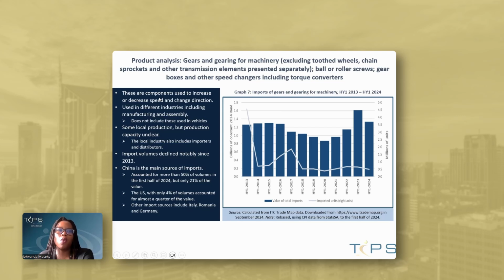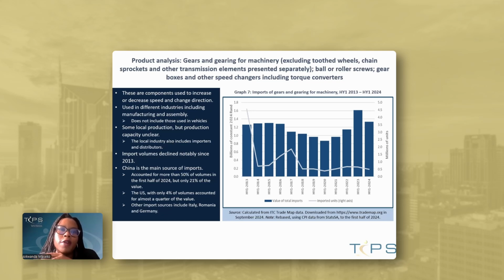This is then for components that are used in manufacturing and assembly. It's one of those particular capital goods that go into various machinery depending on the use of that machinery. And again, it is used in different industries. So it can be used in automotives, for example. It can also be used in clothing and textiles. There are different variations of this particular product.